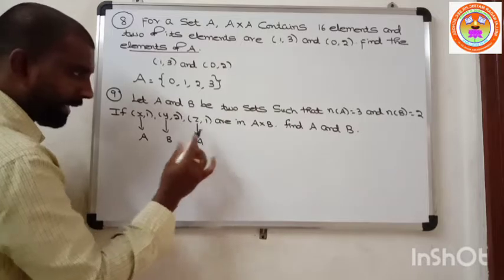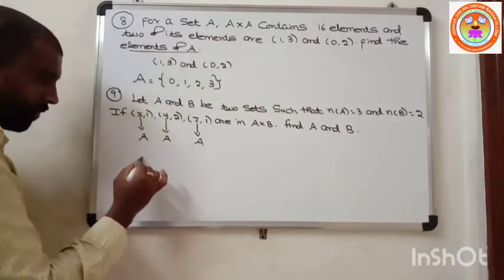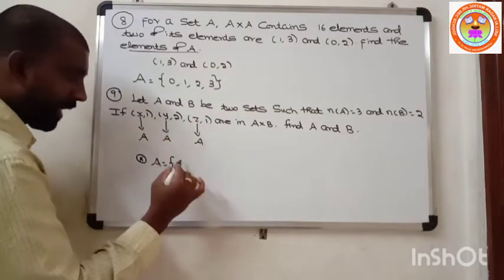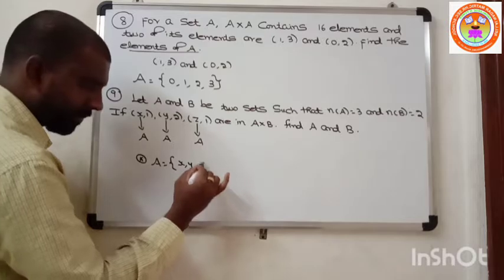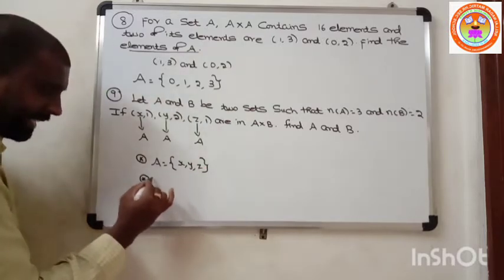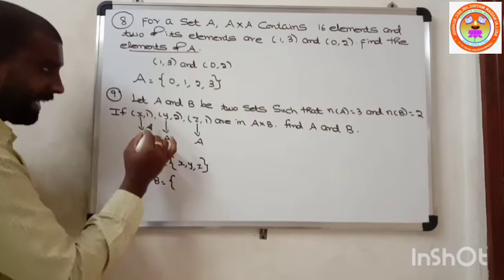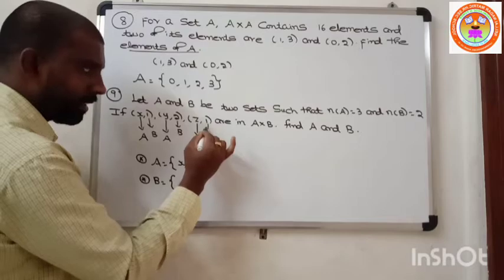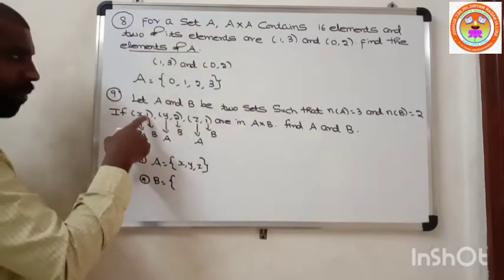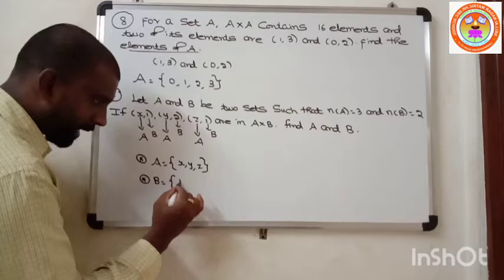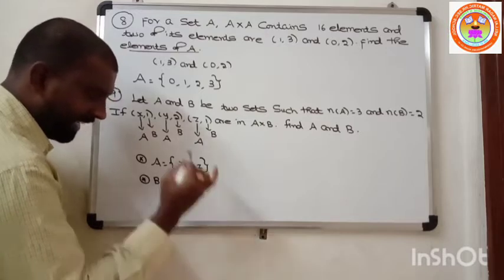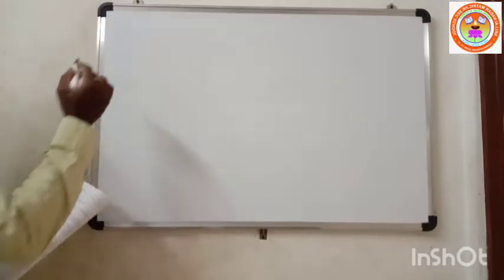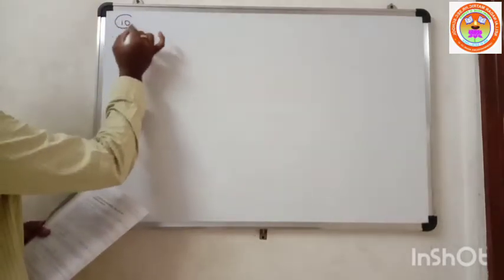So A containing first element, so A can take the values x, y, z. B containing second element. What are the second elements? 1, 2, 1. Repeated numbers, write once. Now I am going to the 10th one.